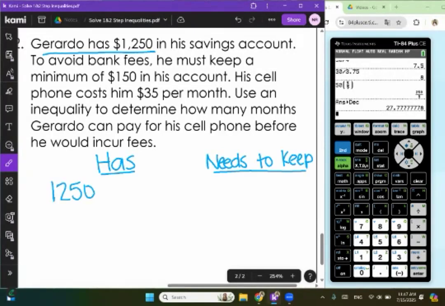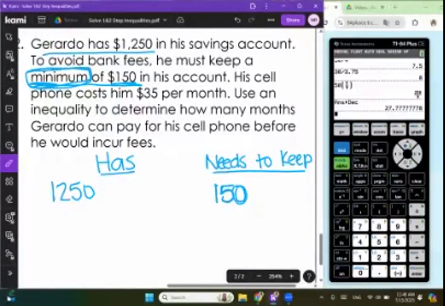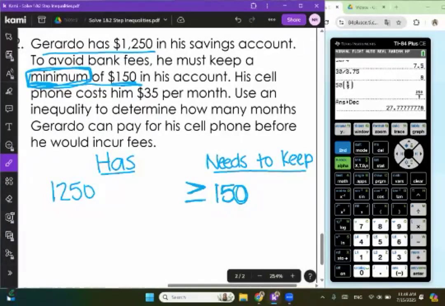Okay. Says he must keep a minimum of 150 in his bank account. Minimum. Let's go back over this word. If he needs a minimum of 150, 150 is the least amount that he can have. So that's why we're going to go with the less than. But if he has 150 exactly, he's still okay. So we're going to make it equal to. Okay. So whatever he has needs to be more than that 150. 150 is the bare minimum.